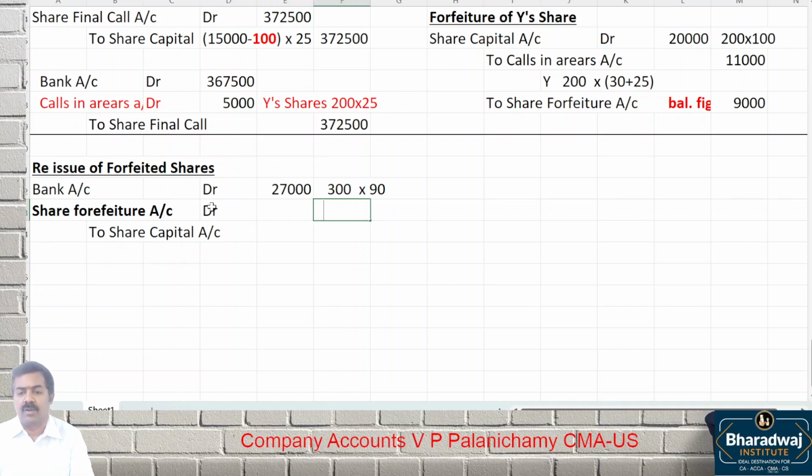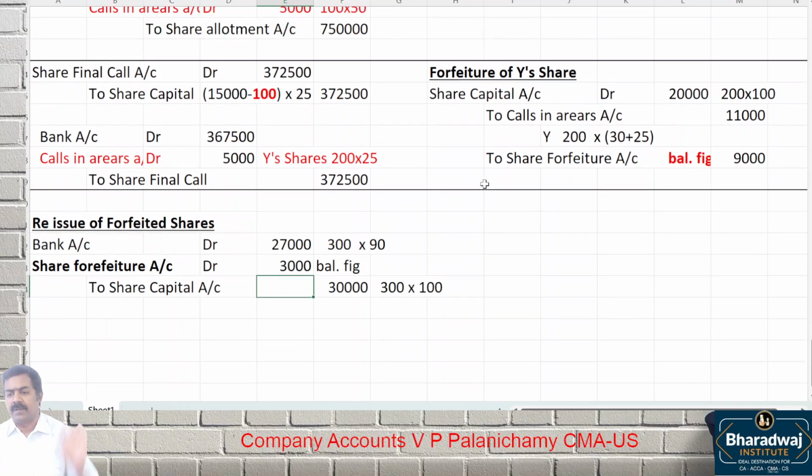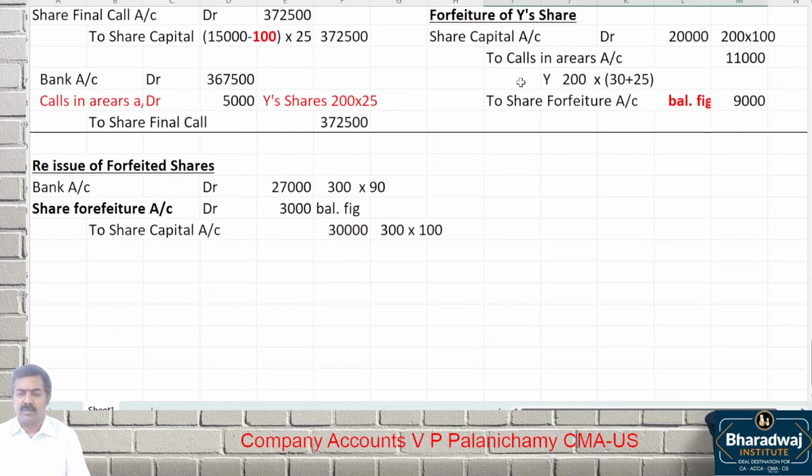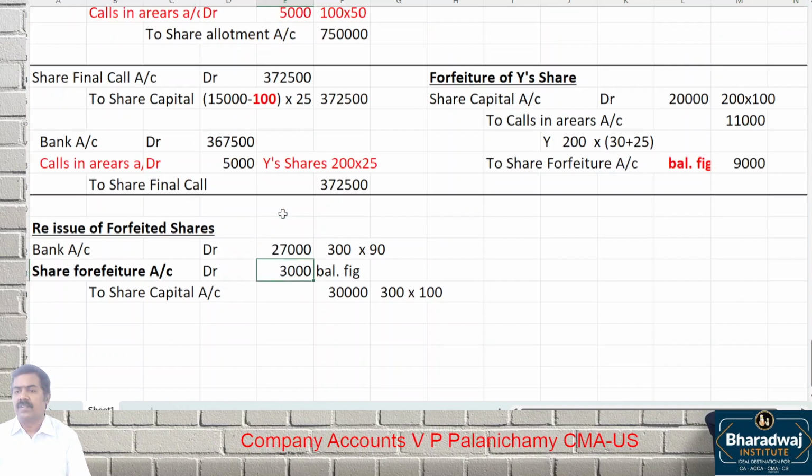Share forfeiture account debtor, the balancing figure, to share capital will be 300 into 100 rupees. 300 into 100 எவ்வளவு இருக்கும்? 30,000 rupees. So what is the loss? Capital is 30,000. We issued for 27,000. Now what is the loss? 3,000 is the balancing loss for us. Wait பண்ணுங்க. What was the share forfeiture account when we cancelled X? 2,000. While cancelling Y, 9,000. What is the loss? 3,000.